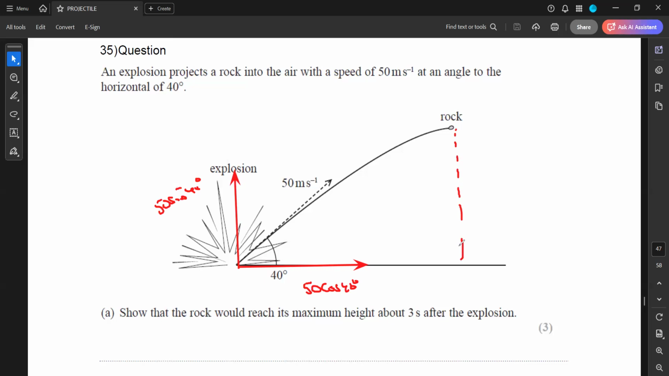It reaches the maximum height h. At the maximum height, vertical velocity is 0. Horizontal will be the same because we assume that there is no air resistance to oppose the motion. So we need just the time. And what about the acceleration or deceleration? It will be minus 9.8 meters per second square.